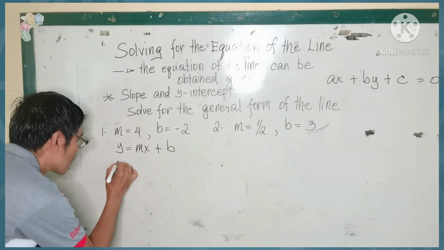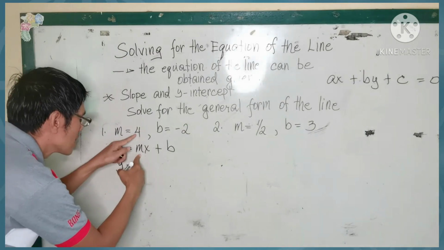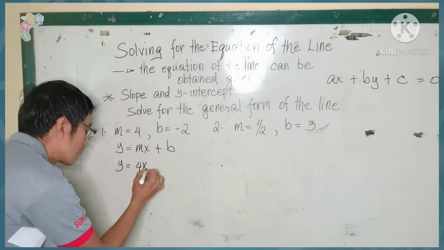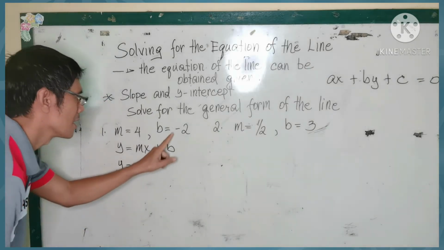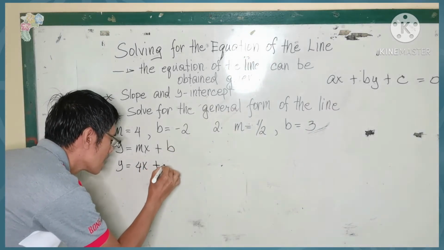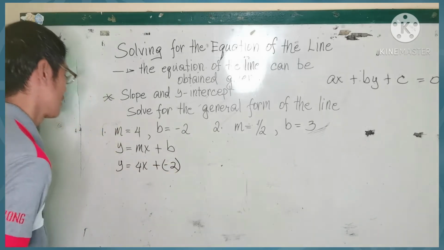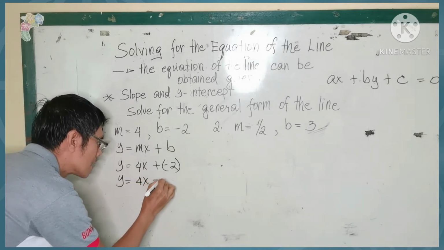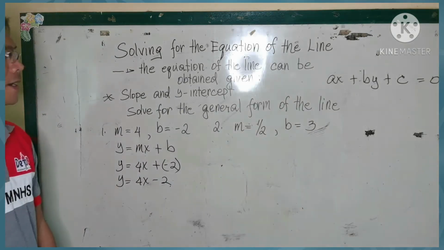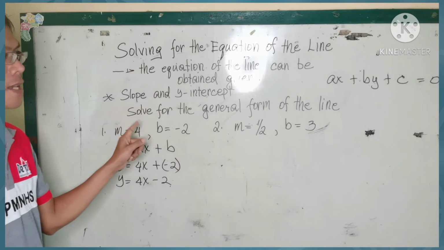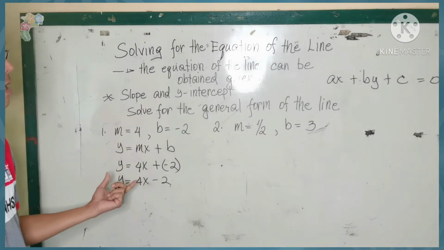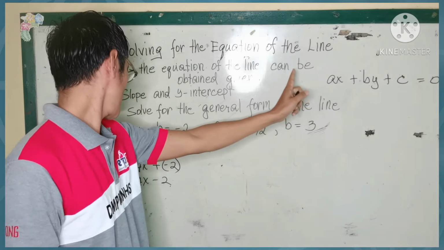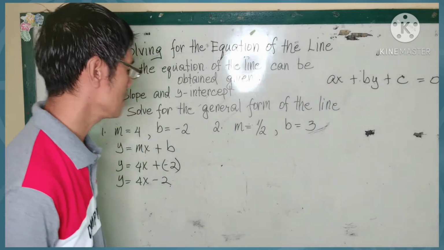Substituting, we have y is equal to, our m is 4, so we will write 4 instead of m. Then we have x. Then our b is negative 2, so we have plus negative 2. Simplifying, we have y is equal to 4x minus 2. Then the direction says the answer should be in the general form, and the general form of the equation of the line is ax plus by plus c equals 0.